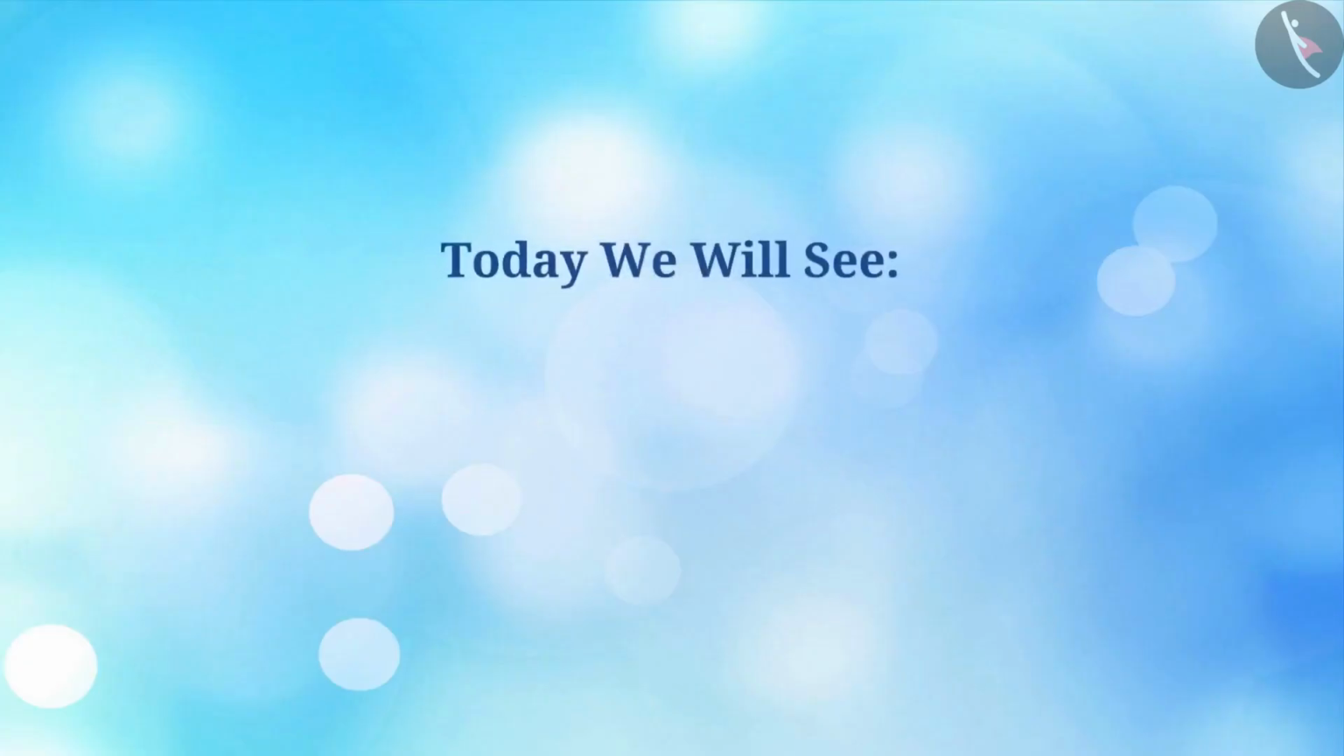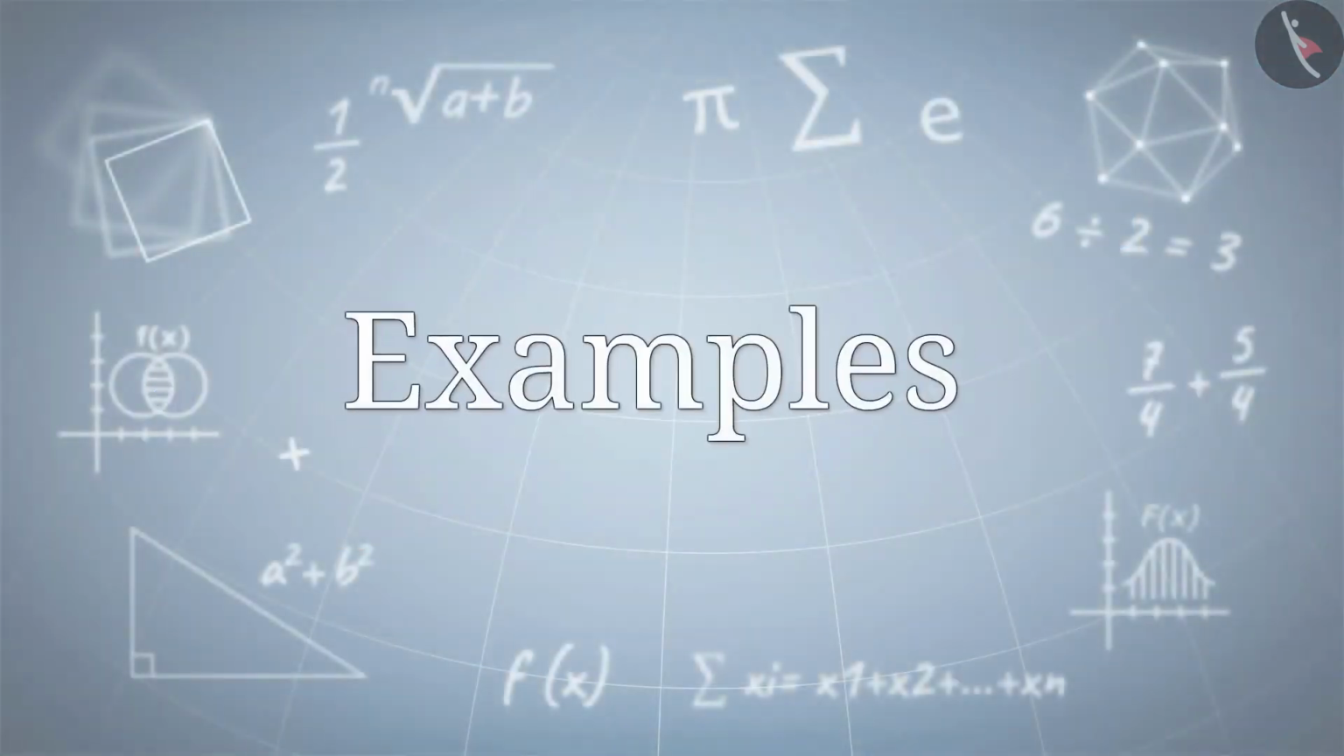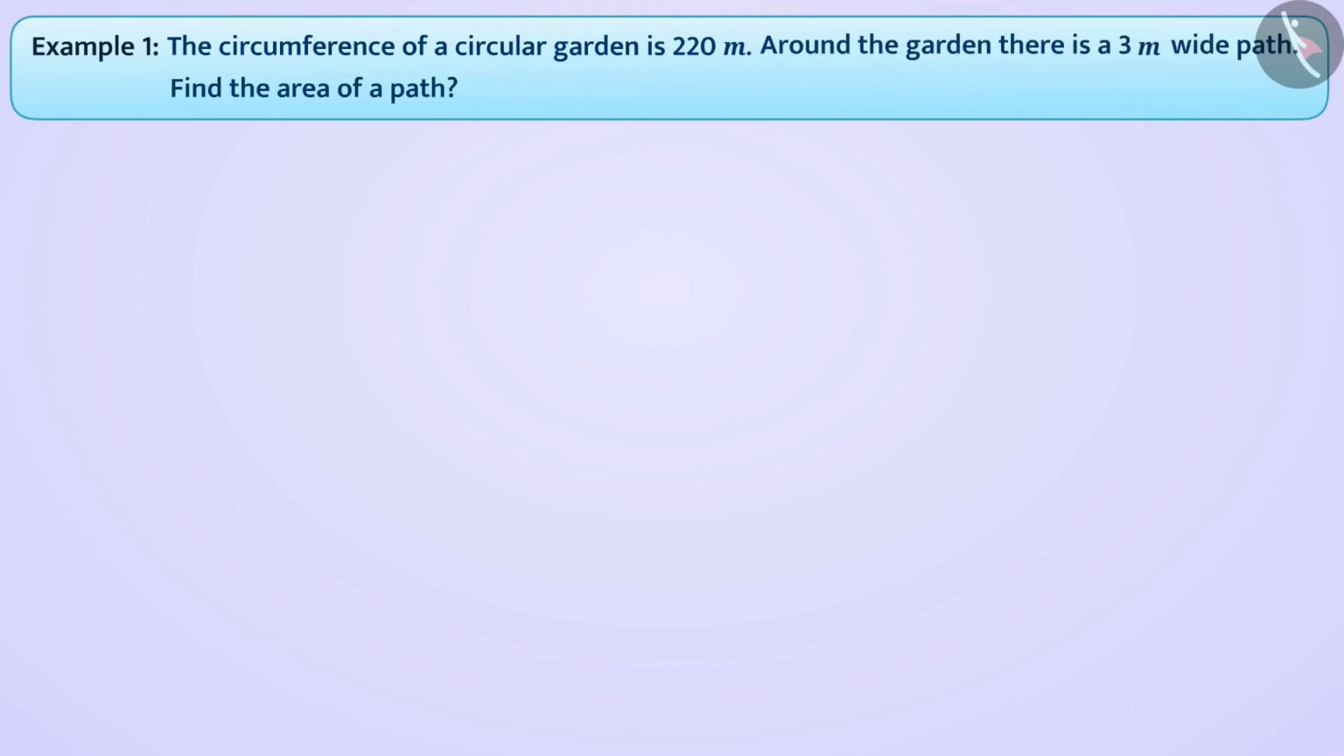Today we will see some more examples related to circumference and area of a circle and semicircle. The circumference of a circular garden is 220 meter. Around the garden, there is a 3 meter wide path. Find the area of the path.